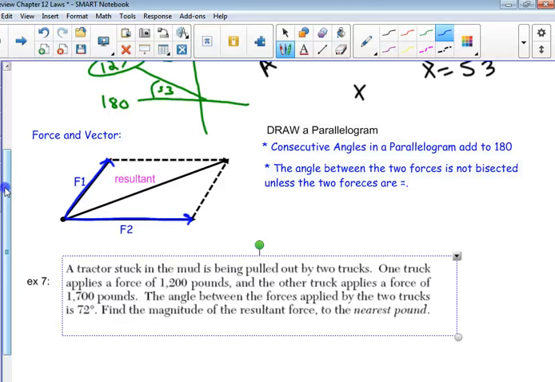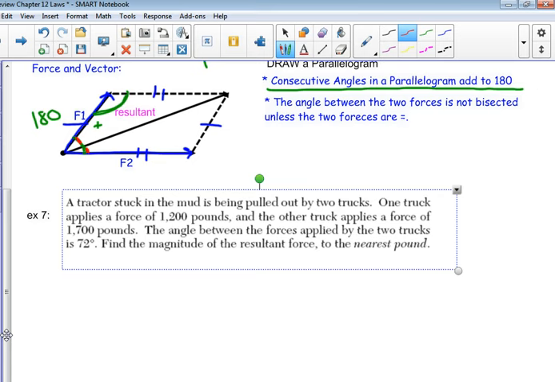So in a parallelogram, a couple things we have to know. What do you know about your opposite sides? Congruent. Good job. Nice. So these are congruent. The other big thing is that consecutive angles in a parallelogram add to 180 degrees. So this angle plus the top angle, those equal 180. That's always the starting spot with these force vector problems. And the angle between does not get bisected by the resultant, so you can't say that these two little angles are equal unless the two forces were exactly the same. It's the only time it bisects.